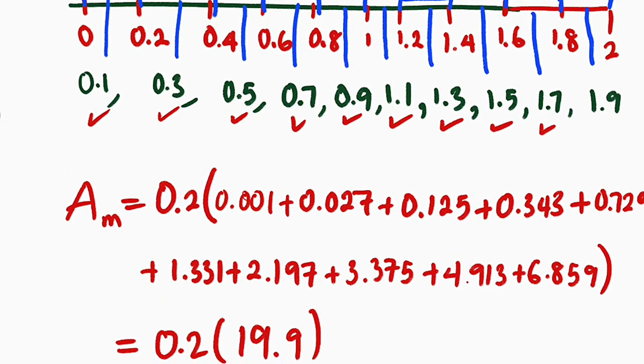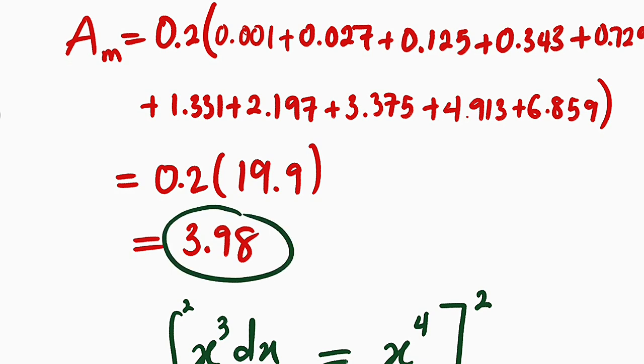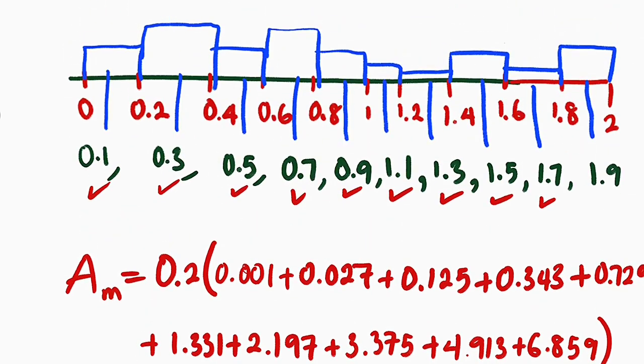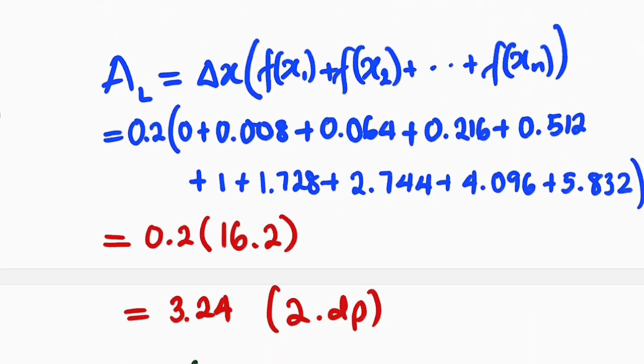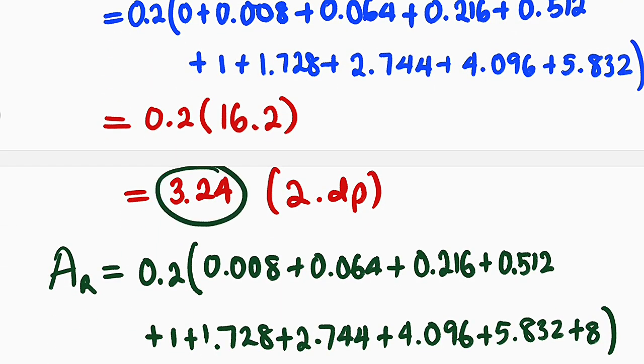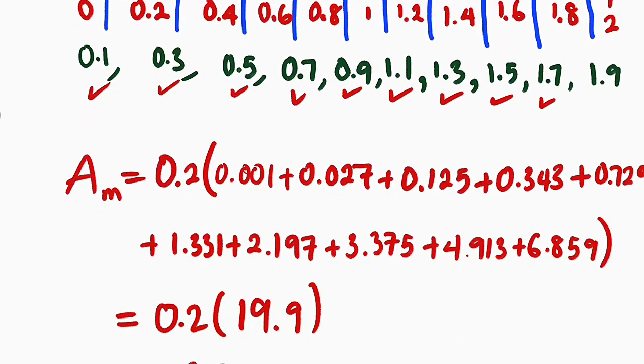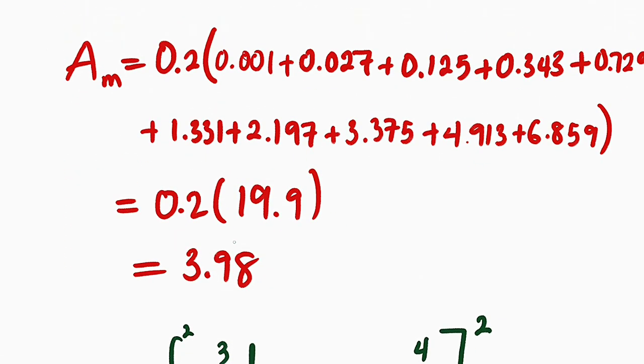So let's find out. This is more closer to 4. So taking the midpoint, we are able to obtain an area which is very close to the actual area. Then by taking the right Riemann, can you see that it is overestimated with 0.84? And the left Riemann is underestimated because it is less than the actual area. So the area which is very close to the actual area is what? By taking the midpoint of our Riemann sums.